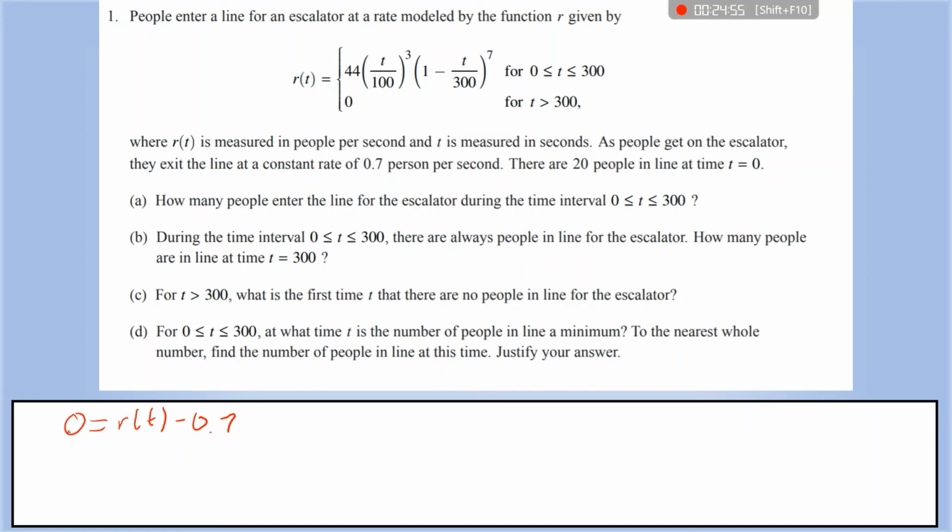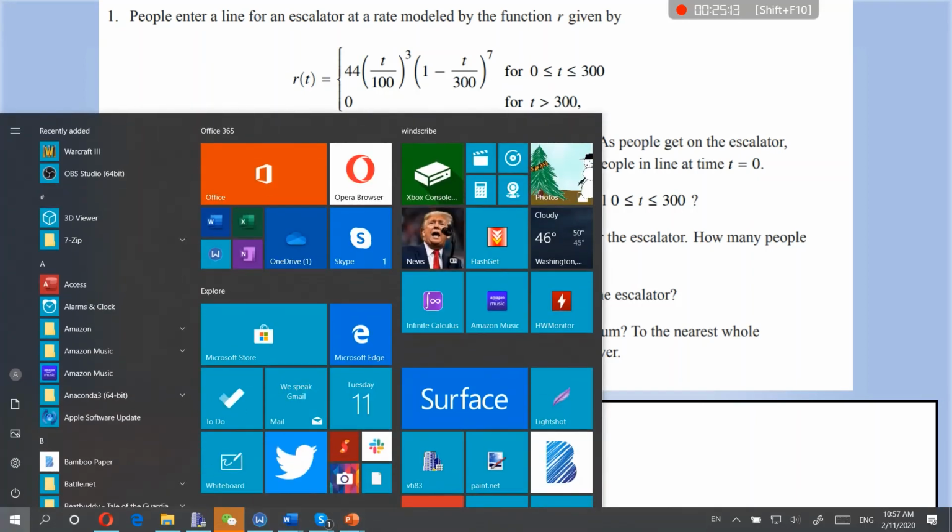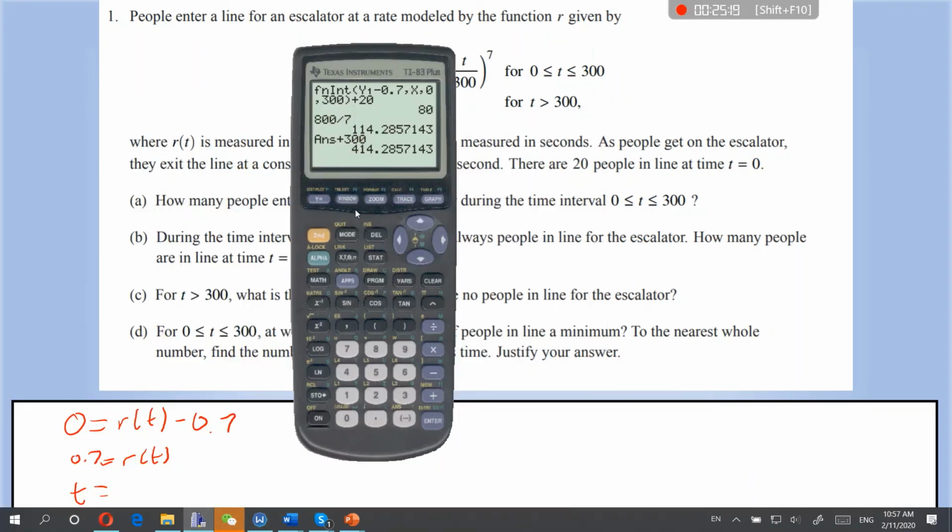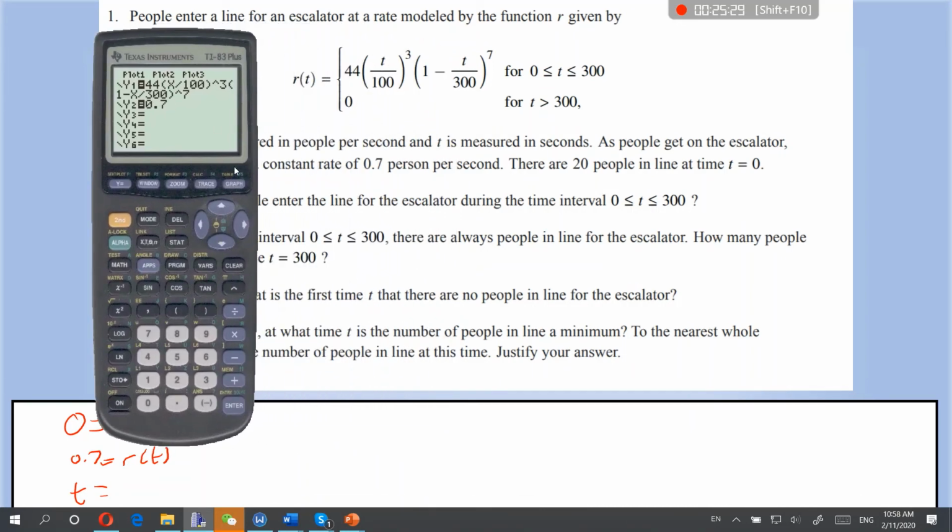I'm going to set it equal to 0. Since this is already my derivative, this is slope. So whenever r(t) is equal to 0.7, I will be at a critical point. I'm going to check for that really quick. I've got r(t) already in the calculator. I'm going to graph another line for 0.7, and I'm looking for any times between 0 and 300.